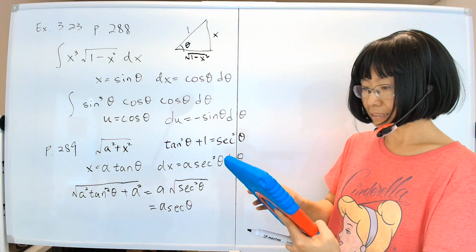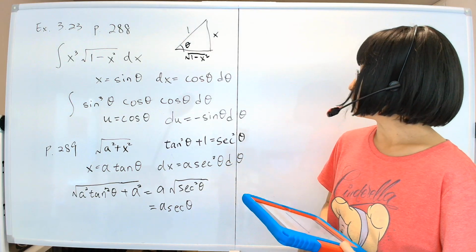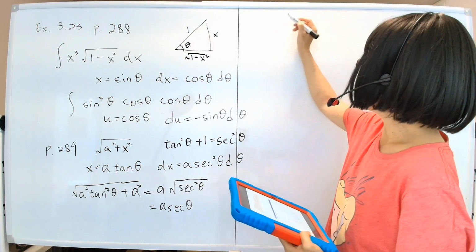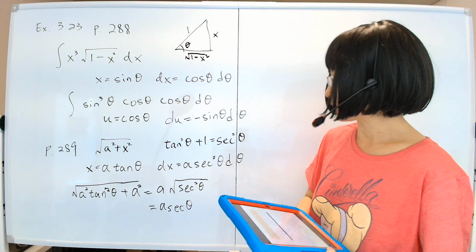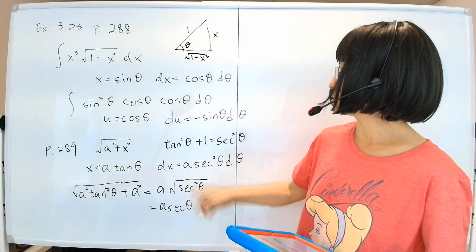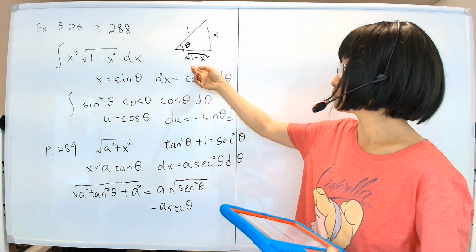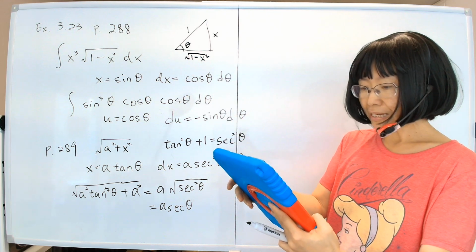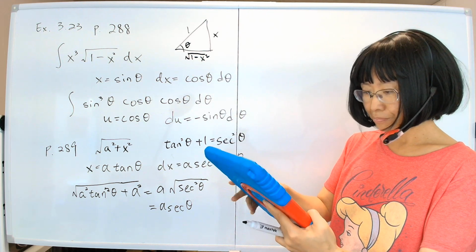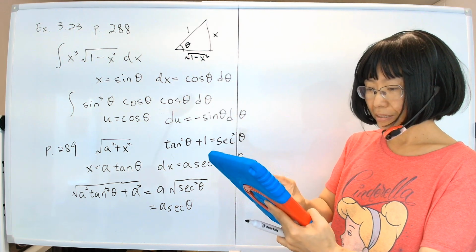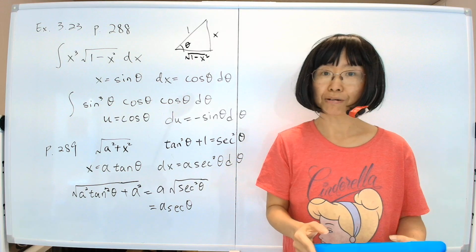Now, eventually you still have to draw that triangle, I guess I'll draw it later. Where if you have secant squared, what are the other sides similar to this thing? But we'll draw that in a little bit. Let's look at an example where we integrate 1 over 1 plus x squared.